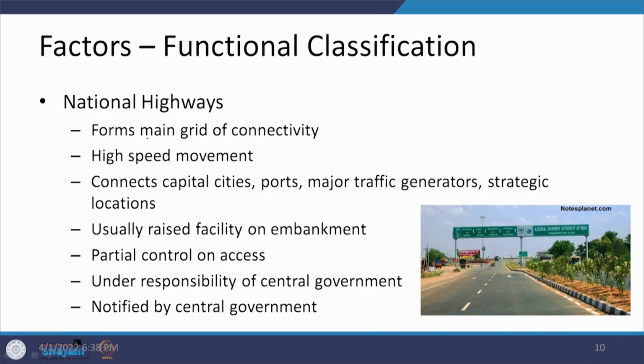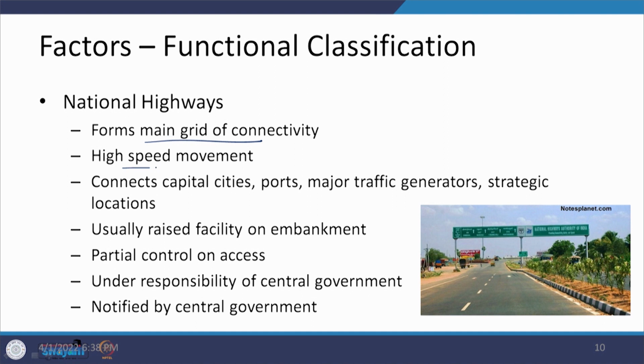Then another categorization here is the national highway. This national highway from the very start has been talked of as the main grid of the network or connectivity. So everything here is talked about in terms of the grid of national highways, which then overlaps with other grids like state highways and so on.